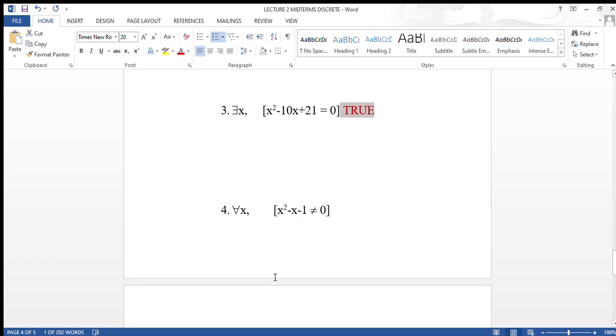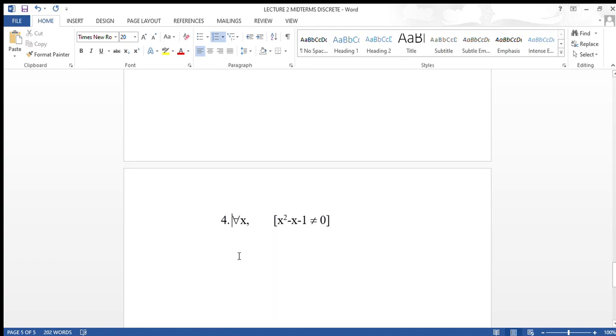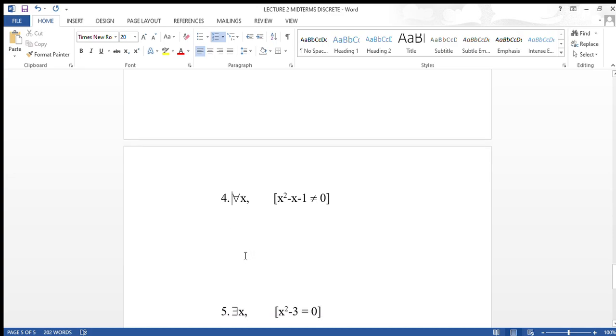How about the second example, the fourth example? So for the fourth example, if you will consider this, okay? So if you will consider the next example, we have for all x, for all integers, our integers must satisfy the condition that x squared minus x minus 1 is equal to 0. For all integers, x squared minus x minus 1 is equal to 0.